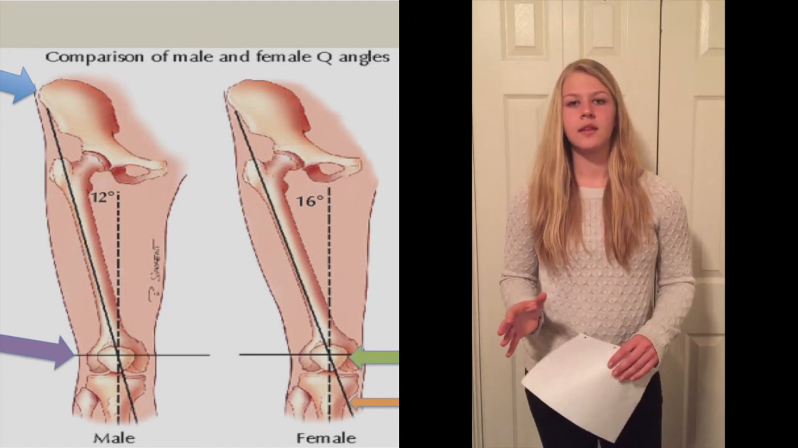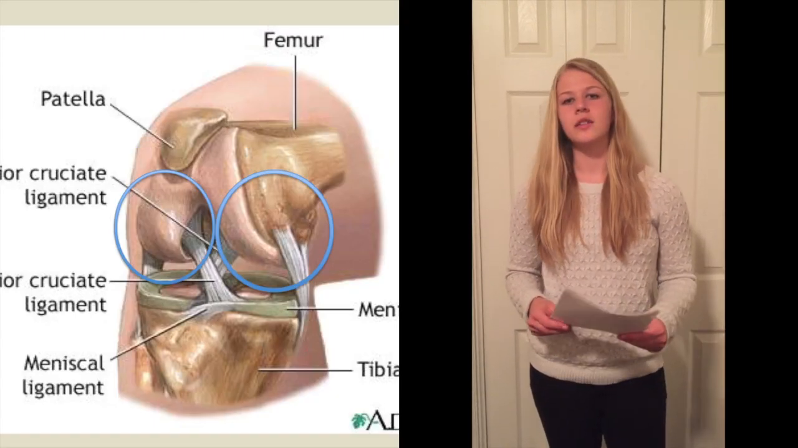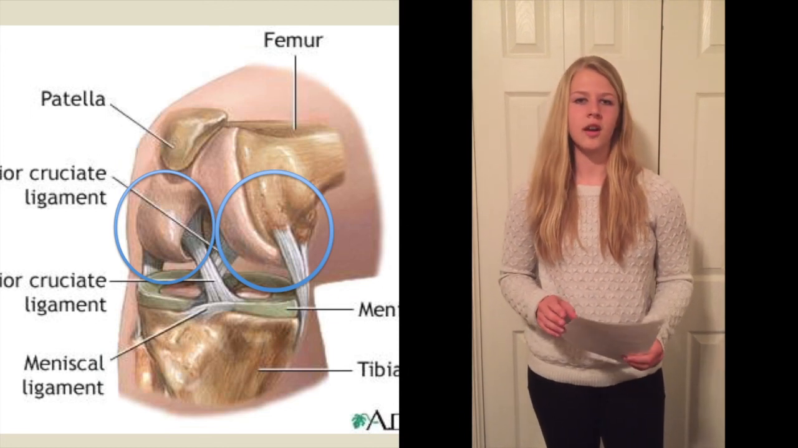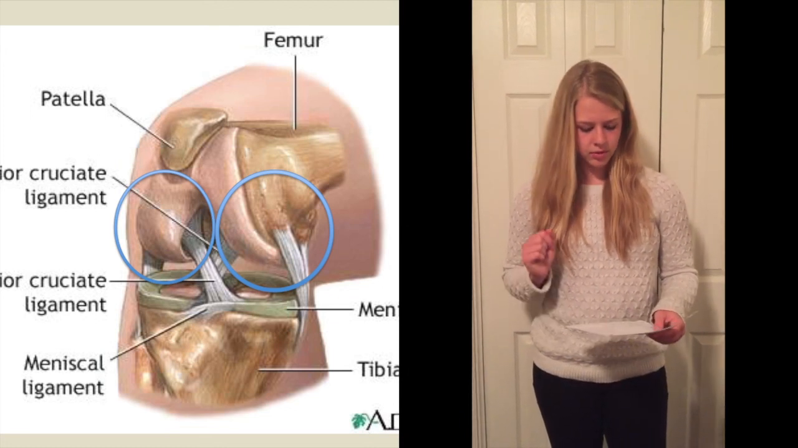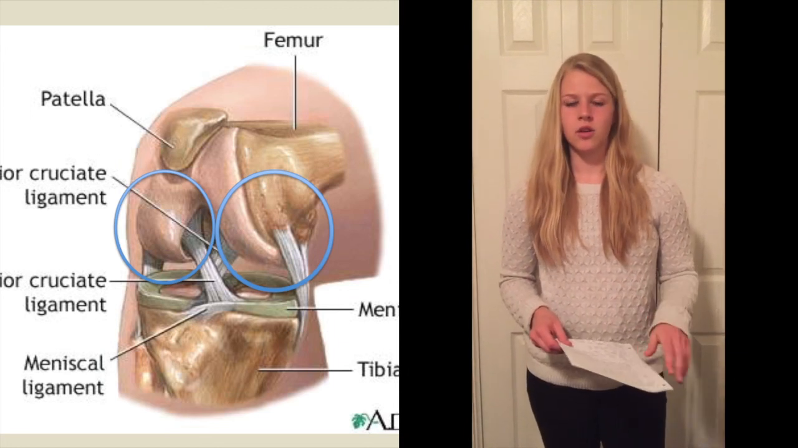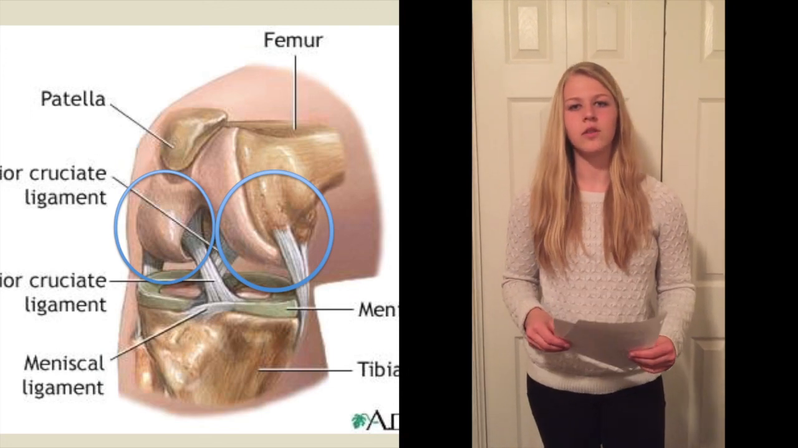So the next anatomical difference that makes women more prone to ACL tears is the intercondylar notch. And in this picture, you can see at the distal end of the femur there are 2 bumps, and these are called the condyles, and they're circled in blue circles, and the space in between them is the intercondylar notch, and that's where the ACL runs through, as you can see in the picture.